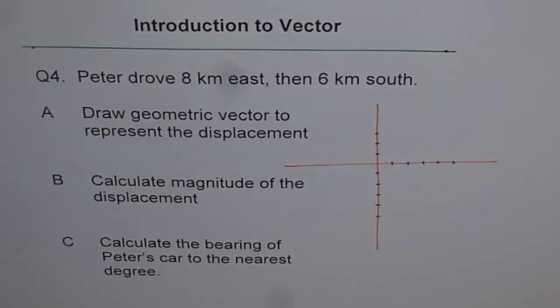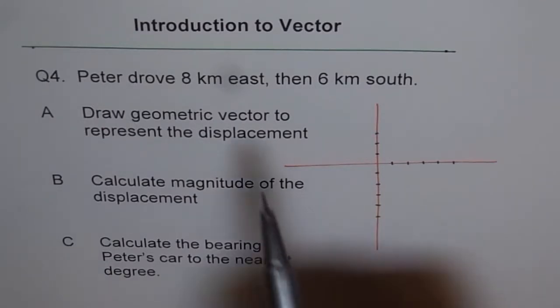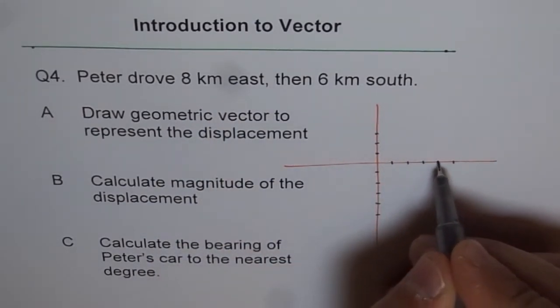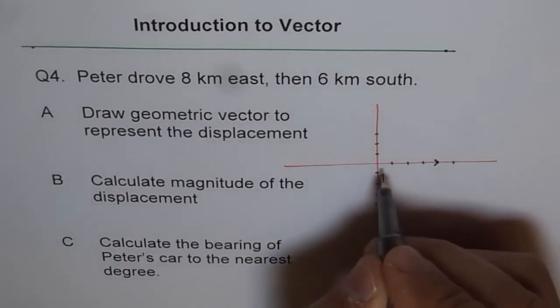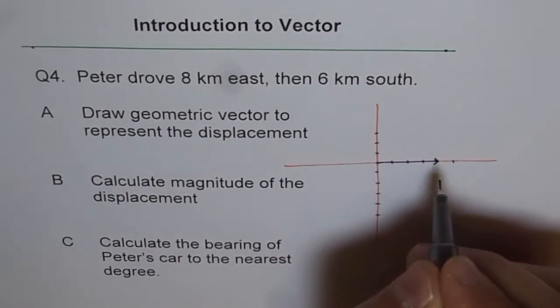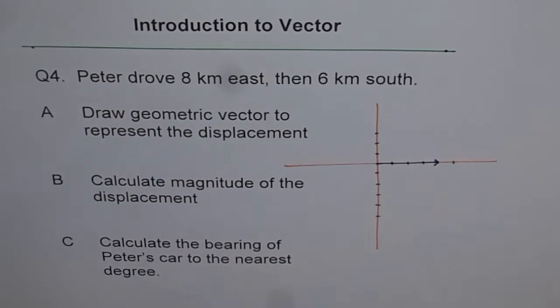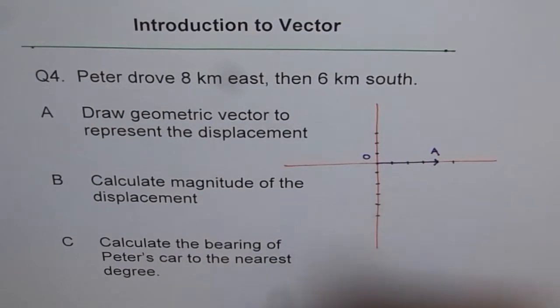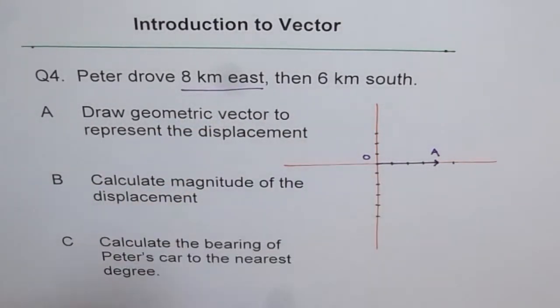Once you have a scale, then you draw geometric vector. Geometric vector means you have to represent it with a line whose initial position will be a tail and head is your final position or terminating position, right? So drove 8 kilometers east. So 2, 4, 6, 8. So that is the first arrow, right? We'll start from the origin itself, and that's the arrow. Let's call this point O, and so Peter reaches A, and that is 8 kilometers east, correct?